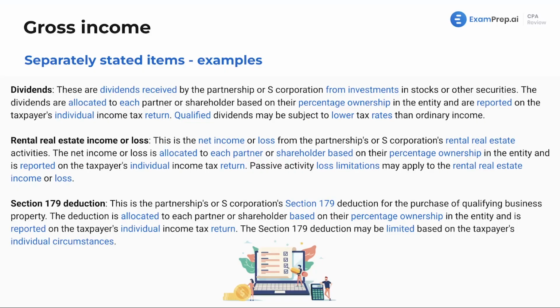Some more examples: dividends, rental real estate income or loss, and Section 179 deduction. These are all items we'll see many more times throughout the life of the course, and you will get to know them. You'll become quite familiar with them, but just get to know that these are going to be separately stated items. Take a read as you want, but not too difficult here.